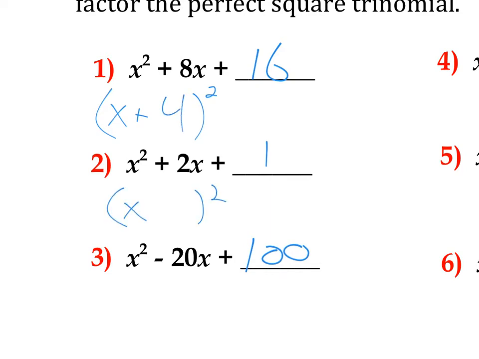Next one, we chopped a positive 2 in half to get a positive 1, and squared that. So the positive 1 goes here. Number 3, we chopped a negative 20 in half to get a negative 10. So this would be a negative 10 right here, and that's what we squared to get 100.